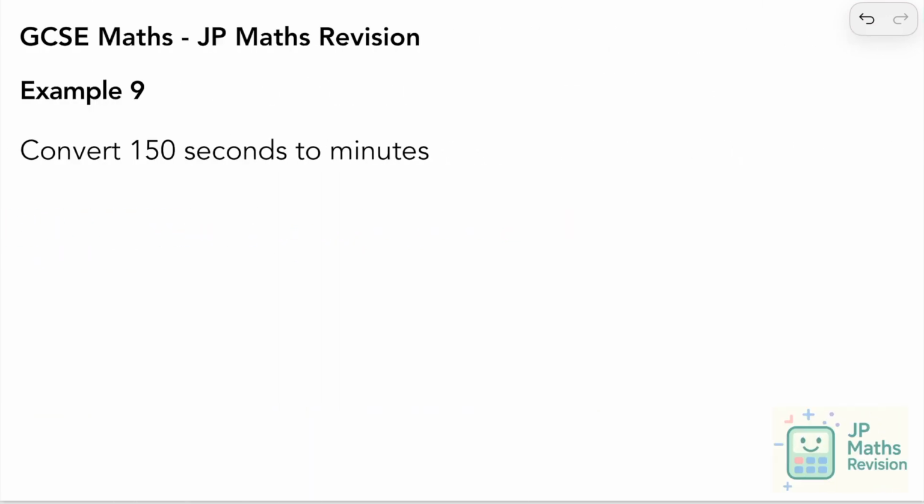Here's another example. I'm converting 150 seconds into minutes. So there are 60 seconds in a minute. So I need to divide by 60. So 150 divided by 60, and that is going to be 2.5 minutes.